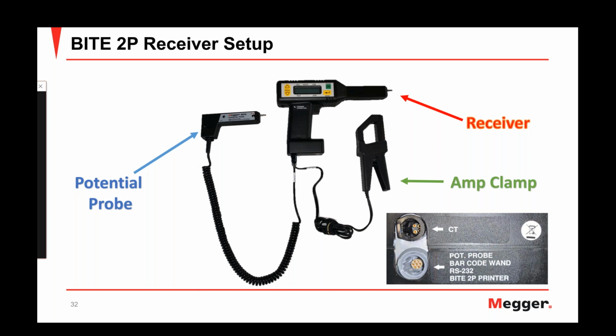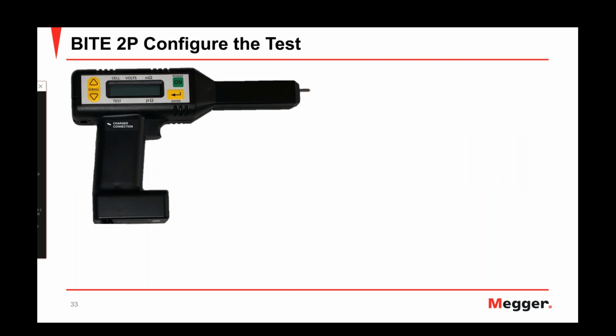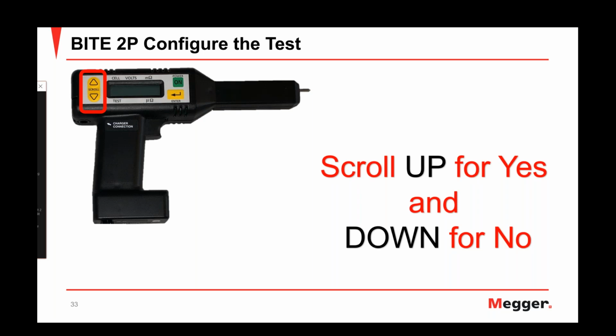So now we've covered that, let's talk about how we're going to configure the instrument for the test. So to begin doing that, the first thing that we're going to do is press that green power on button to power up the instrument. Now, once it's on, we're going to use these up and down arrows to scroll through the prompts, and the up arrow is going to be for yes, and the down arrow is going to be used for no.